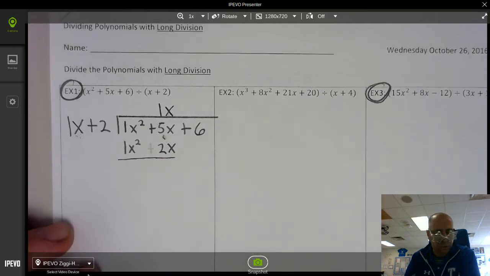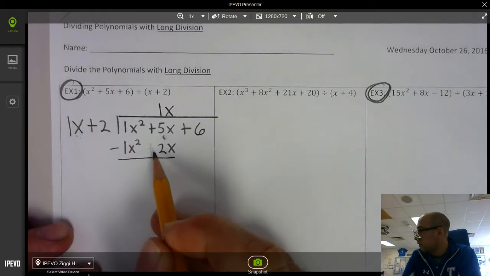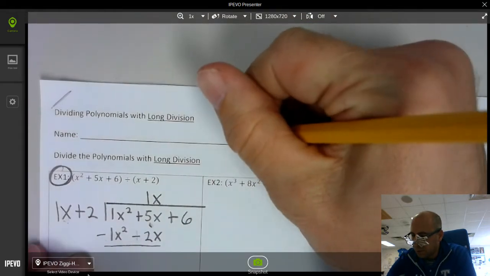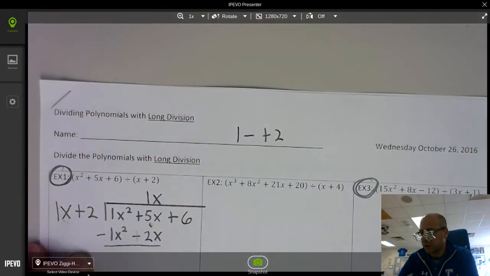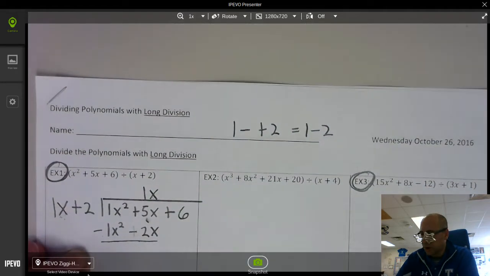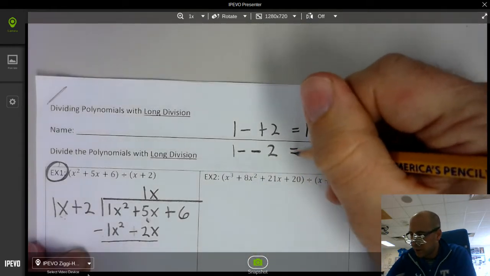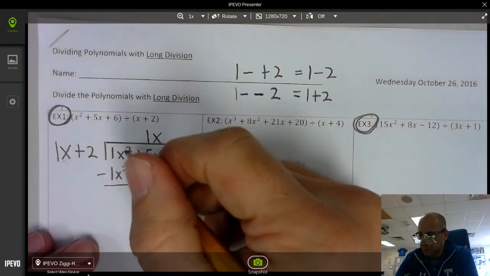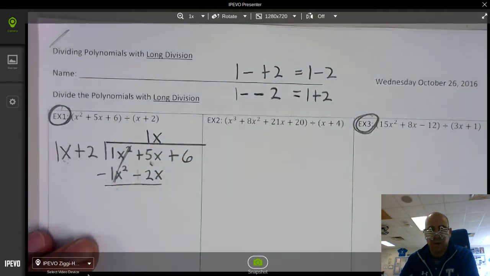Now you subtract. Well, when you subtract a positive, you're really making that a negative. And so if you're subtracting a positive here, you're really making it negative. What I mean by that is if you said 1 minus a positive 2, really what you're saying is 1 minus 2. And if you said 1 minus a negative 2, what you're really saying is 1 plus 2. Okay? So if you do this correctly, this will always cancel. Okay? If this doesn't cancel, then you did something wrong.